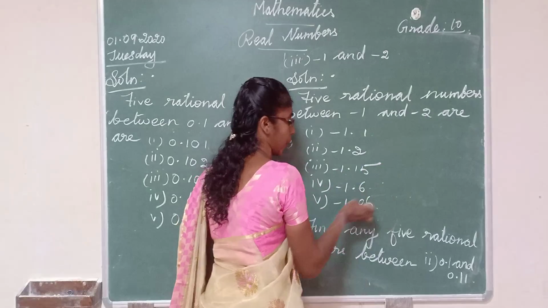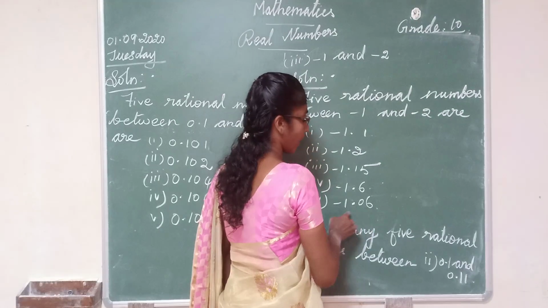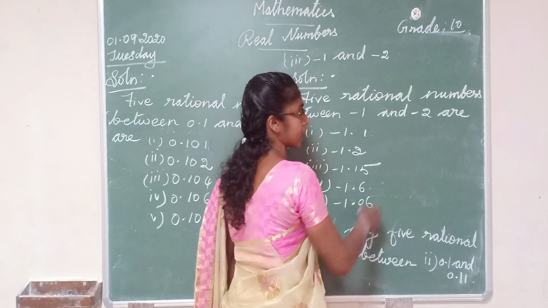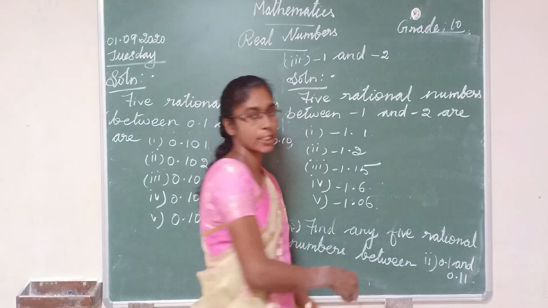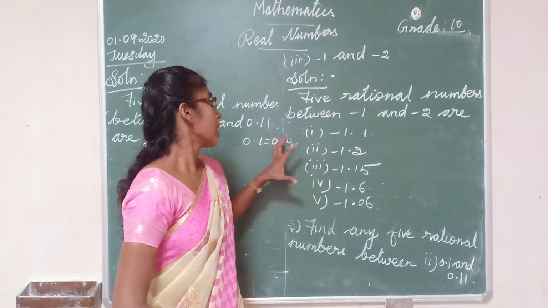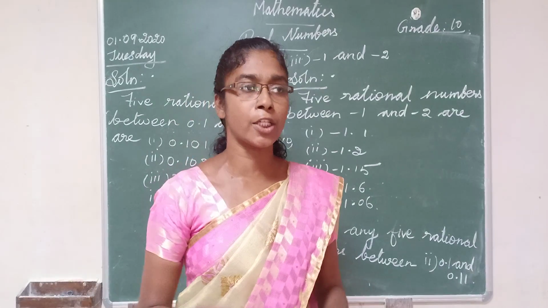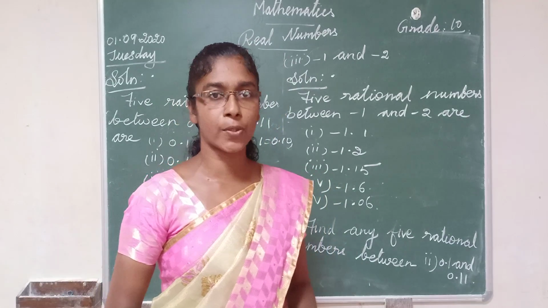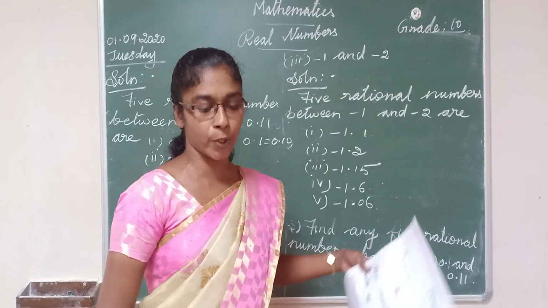Comparing -2 and -1.06, which is greater? -1.06 is greater. -2 is the lesser number. Have you all understood this? Can you find rational numbers between any two rational numbers? Yes, you can find them. Is it?